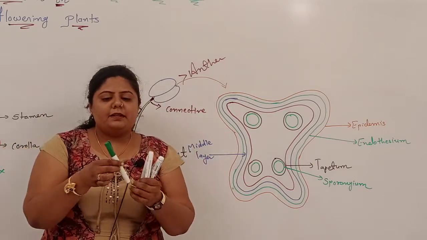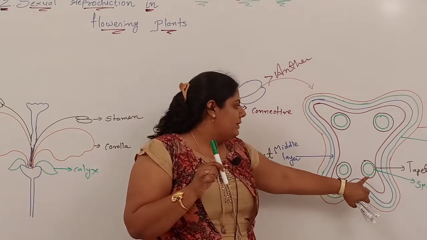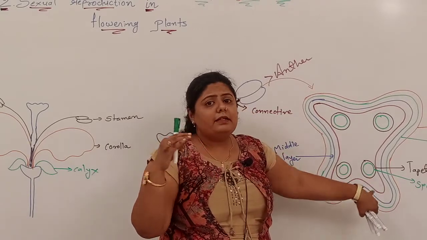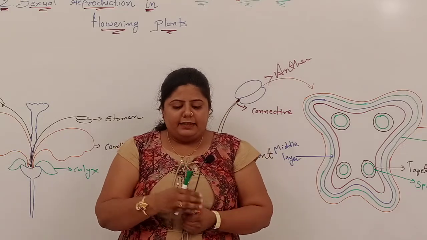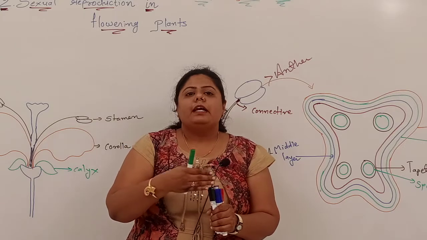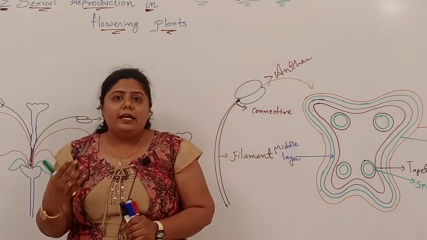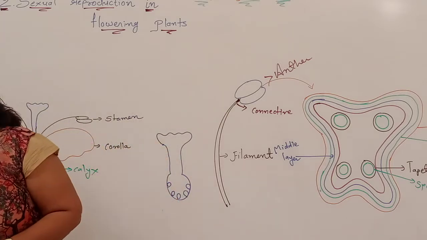So the sporangium is like this in longitudinal section. But in this diagram, we studied the sporangium in transverse section. So four sporangia are there in one anther: 1, 2, 3, 4. In these four sporangia, pollen grains will develop. How do they develop? We are going to study.